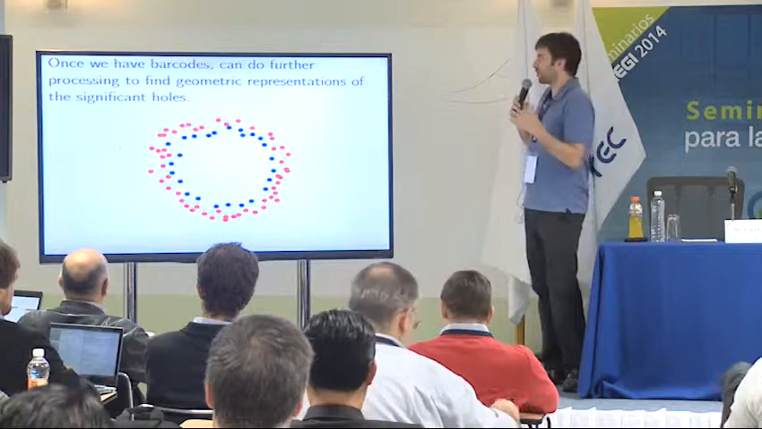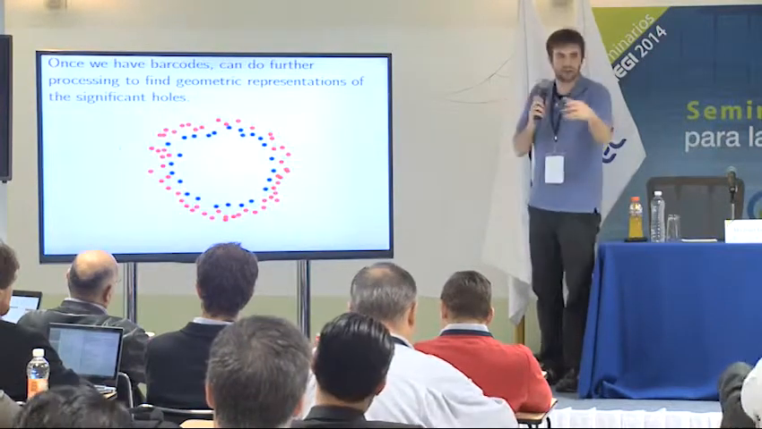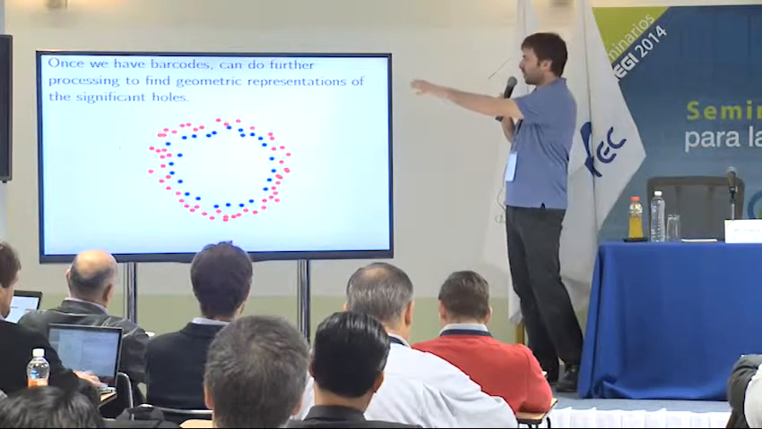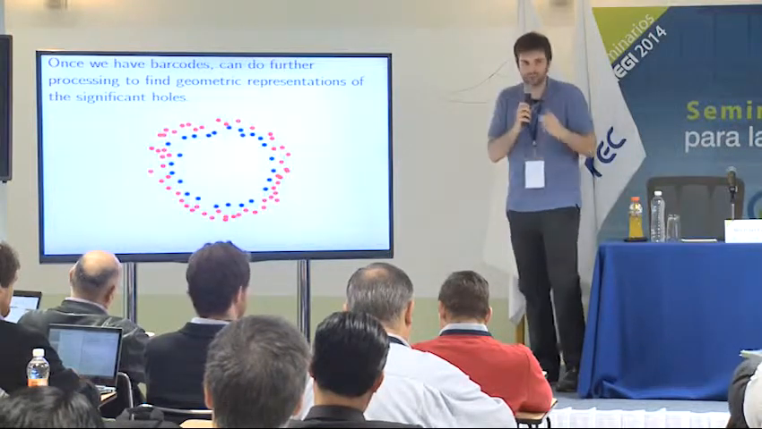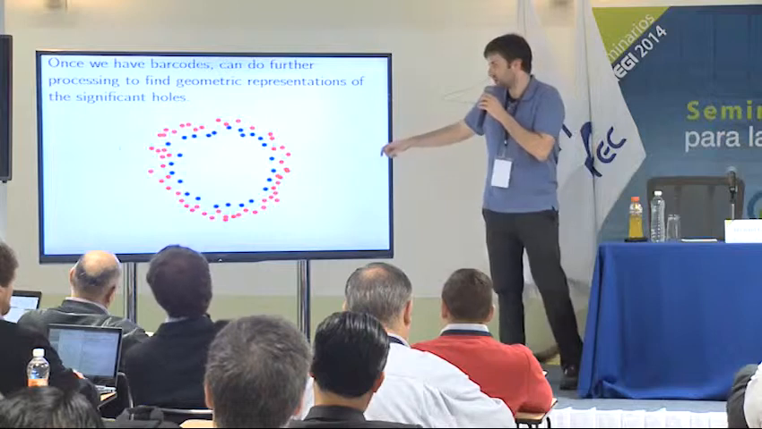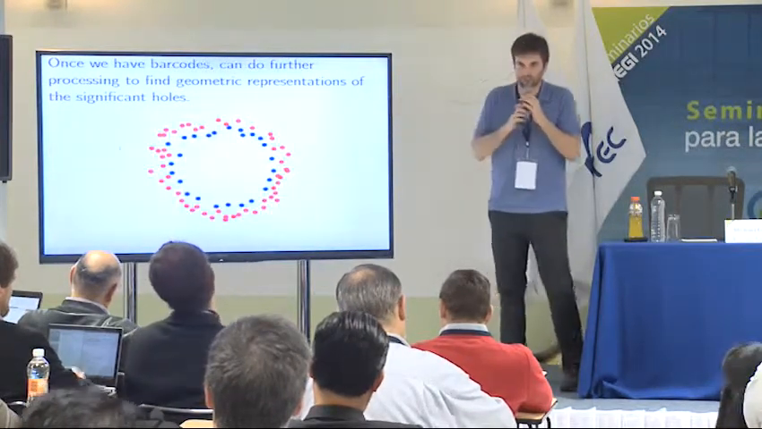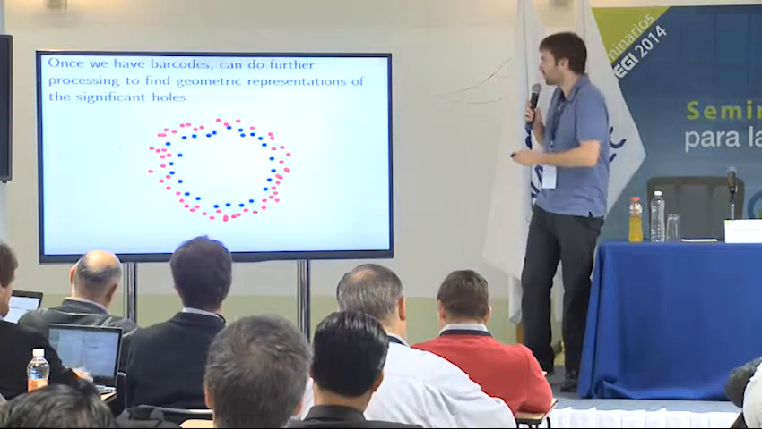Once we have barcodes, we have these representations of the holes, but where are the holes? Well, in principle, we can do further processing to find geometric representations of the significant holes. There are computational issues sometimes, but for example, we can find this nice cycle representative of this 1D cycle.